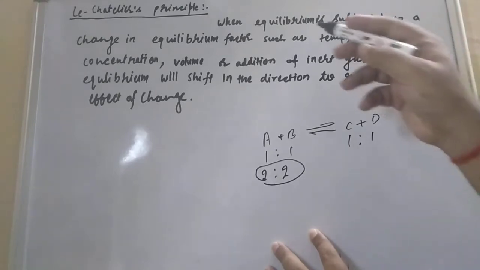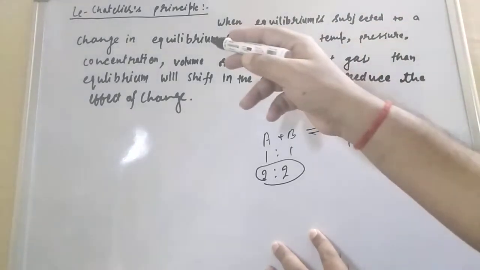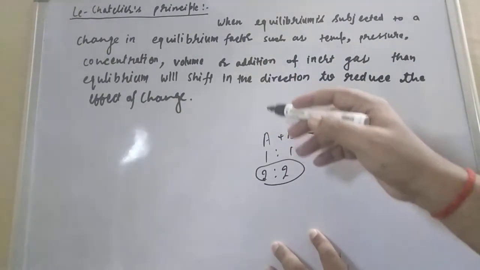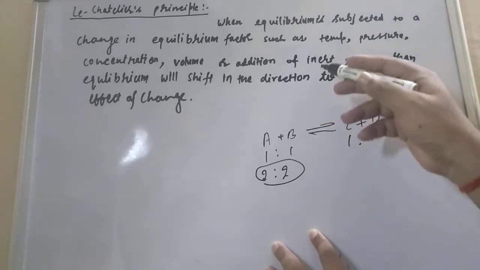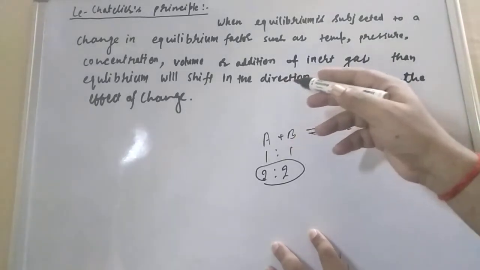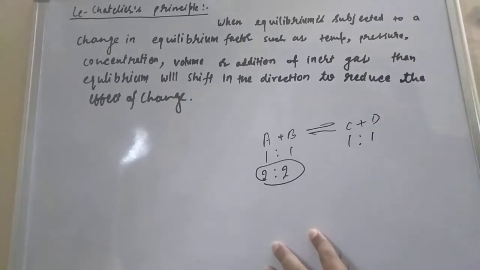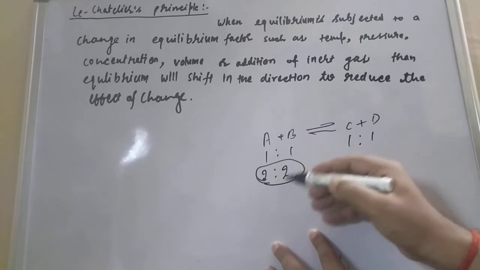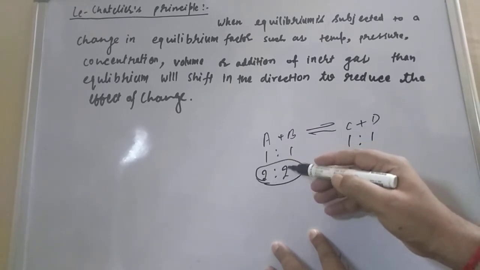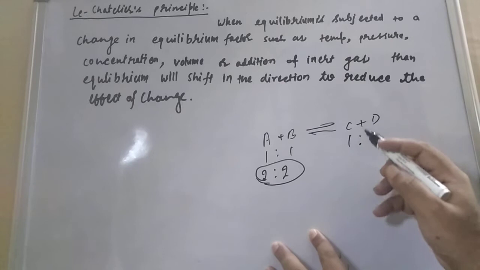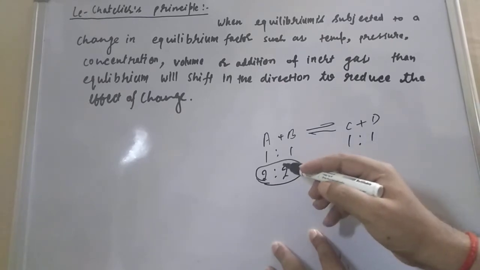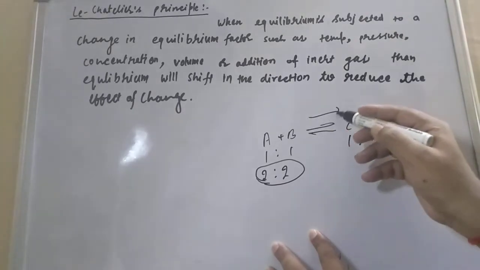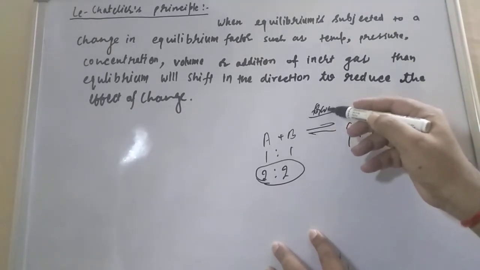So they are saying that when equilibrium is subjected to a change in equilibrium factors such as temperature, pressure, concentration. Suppose your concentration changes, then the equilibrium will shift in that direction to reduce the effect. Now where should it go? Equilibrium should shift so that these 2 moles will reduce. How? If these 2 moles convert into product, that effect will be reduced. So in which direction will the equilibrium shift? In the forward direction.